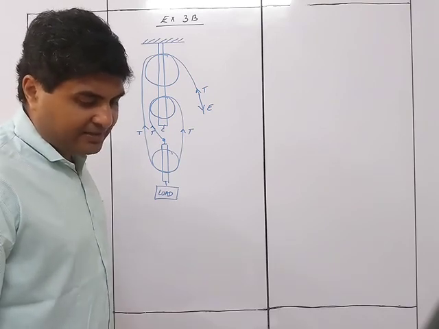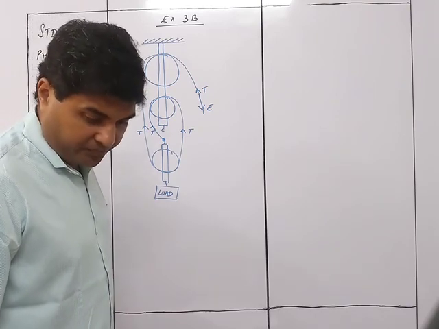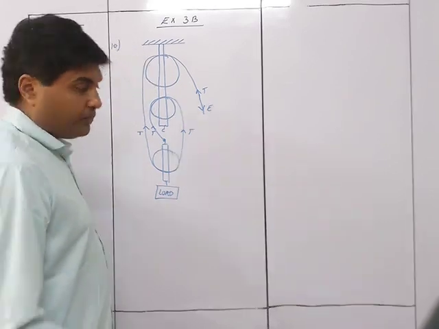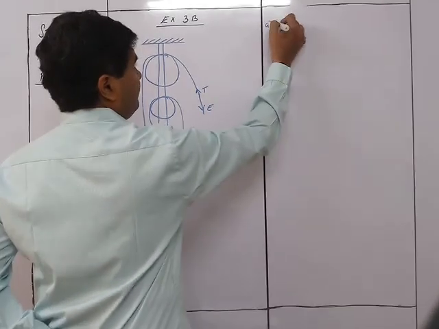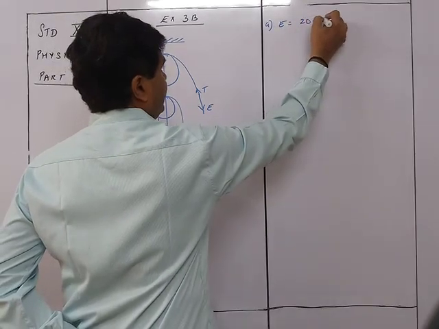A man can exert a pull of 200 kgf. So he can exert a pull of 200 kgf. So first thing is effort is equal to 200 kgf.